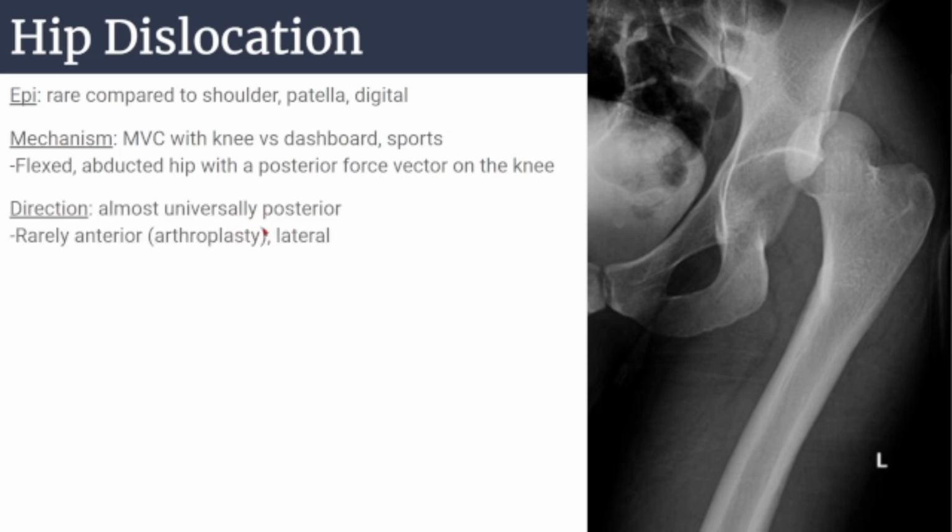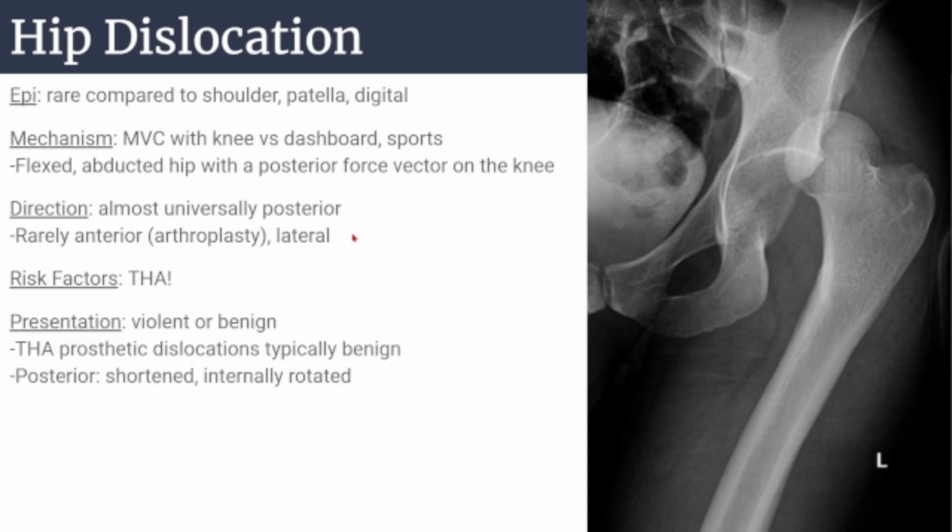Almost universally posterior. You can see it anteriorly with arthroplasty with an anterior approach. Lateral, pretty rare. Patients that have had a hip arthroplasty, it can be rather benign. For native hips, typically more violent.